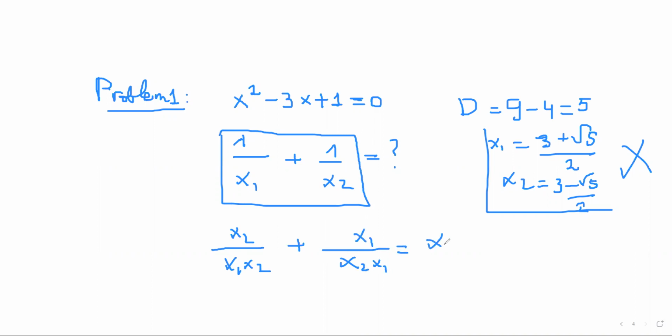And this is equal to (x1 + x2) divided by x1 x2. So what does it give us? Of course, again, we don't know the roots, but we know the Vieta theorem, which we can apply here. Obviously, x1 plus x2, according to the rule, is 3, divided by x1 times x2, which is 1. So you can see, according to Vieta theorem, we can easily find this expression.